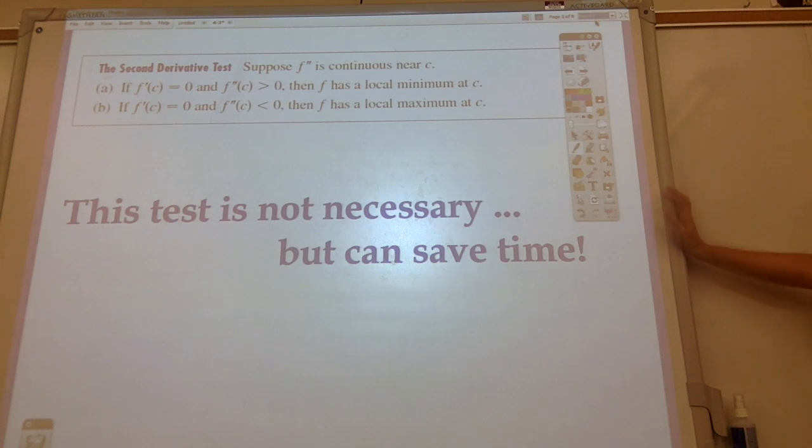Okay, so this test isn't necessary, but it can save time in that it saves you the whole first derivative number line time, as long as the test doesn't fail. Unless you use your second derivative, you have to get your concavity anyway, right? So if you just take your first derivative, set it equal to 0, and then go through your second derivative stuff, you will find that you kind of already have your answers.